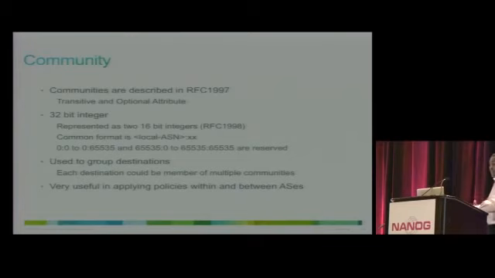So community is a 32-bit integer. It's usually formatted as the AS number and then a specific community value. And the AS number is usually the AS number of that service provider. So if the service provider's ASN is 100, then the communities will be 100 colon something. The meaning of the communities is different depending on the value of the community.